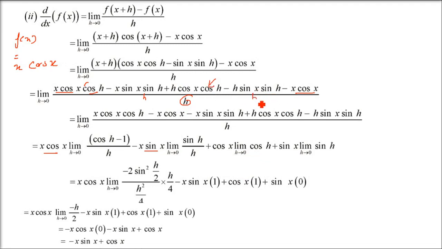Then you have this h sin x sin h. Now divided by h, so h will go. Now limit h tends to 0, sin h. Now sin 0 is 0, and this cos 0 is 1, so cos x will remain. Here sin h by h will be 1, x sin x will remain. So you have x sin x minus x sin x and cos x, this will become 0.